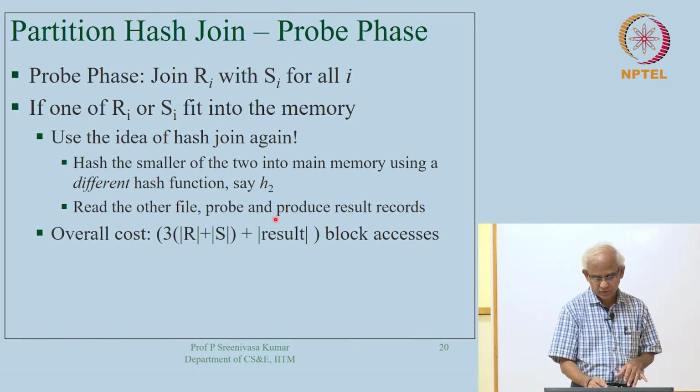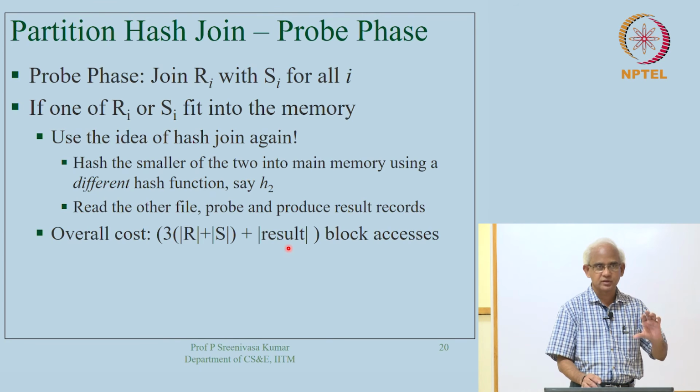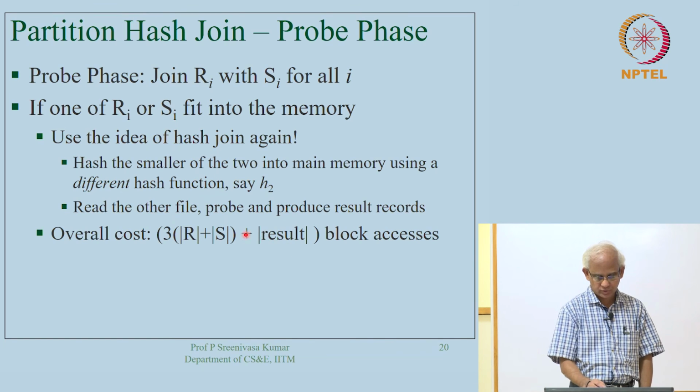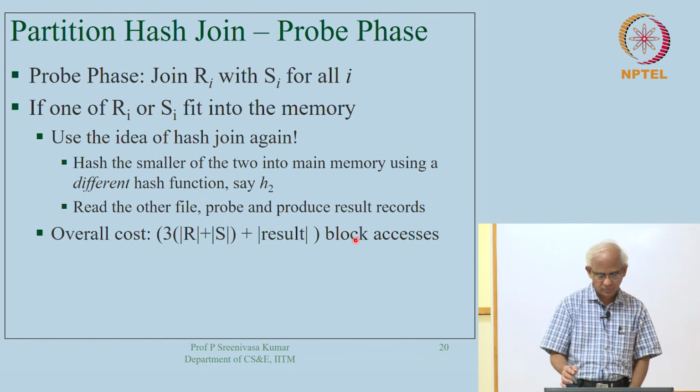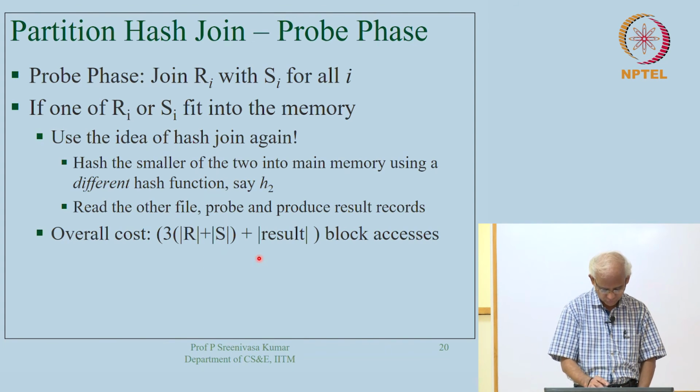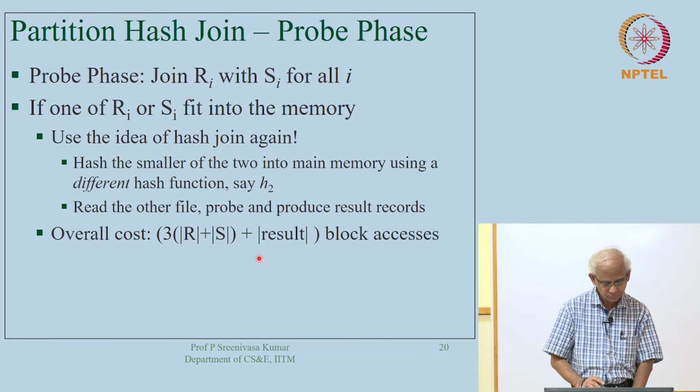Of course, you also have to take into consideration that you start producing result records. They are there in a buffer, so you have to keep on writing them back to the result, so that also will cause some block accesses. So, plus the size of the result, that will be the number of block accesses. So, partition hash join is not quadratic, it is at least linear, so it is useful in practice.